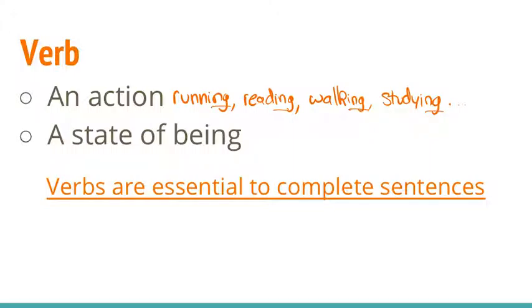But with a state of being, if I were to say I am mad, that's my state of being. I am currently mad. Am would be the verb there. And it is important to note that verbs, they are essentially the pillars of sentences. You won't find a complete sentence that doesn't have a verb in it.